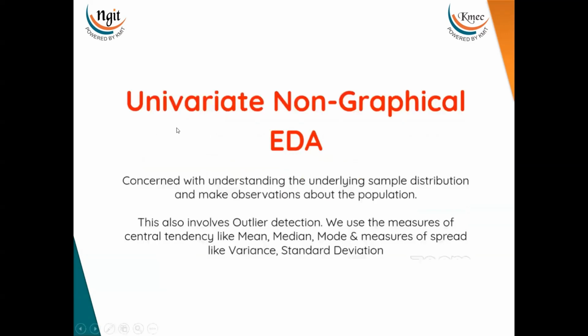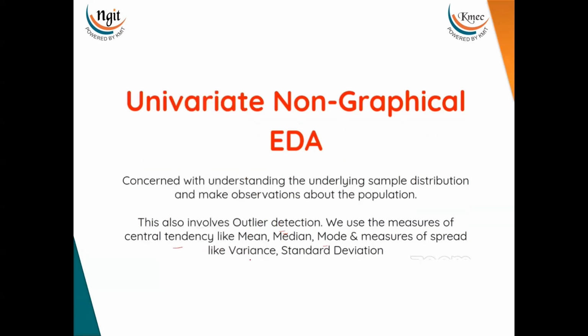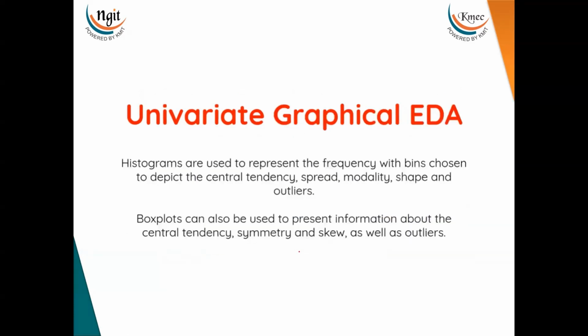There are many types of EDA. One is univariate non-graphical EDA. This method involves outlier detection, and we use measures of central tendency like mean, median, and mode, and measures of spread like variance and standard deviation, which we learned in the previous sessions. And for univariate graphical EDA, we use box plots, which we already did, and histograms.